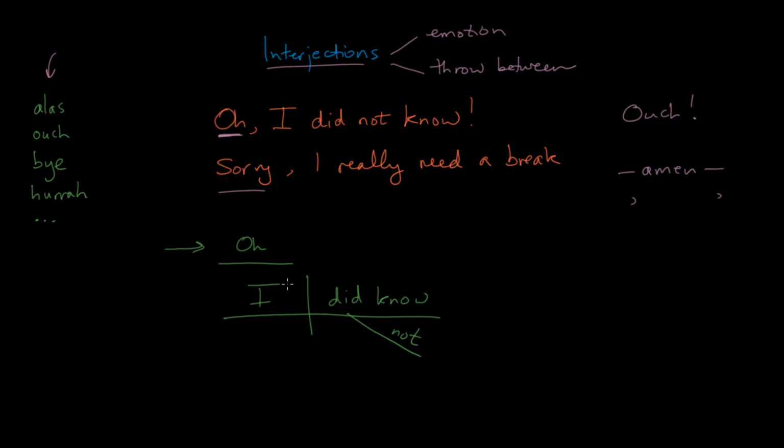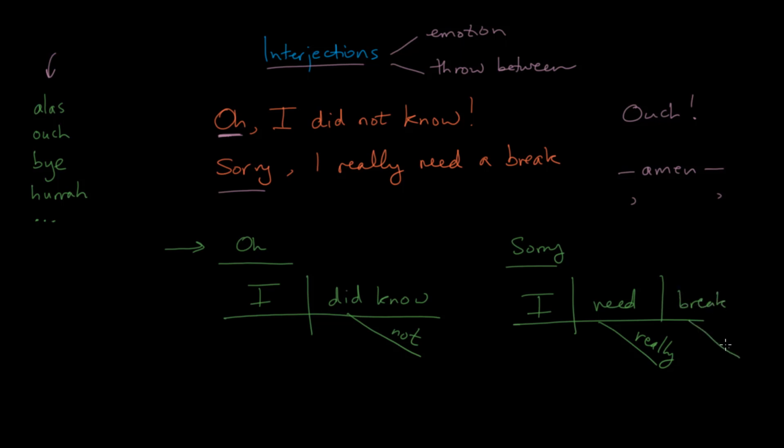If you had a whole bunch of interjections, you would just put them one after the other, each on its own line. Let's have one more example here, our second sentence. So again, sorry goes on its own line, and then we have the rest. I need, okay, and we're going to modify this with really, and then we have our direct object, so break, and we have the article there we are.